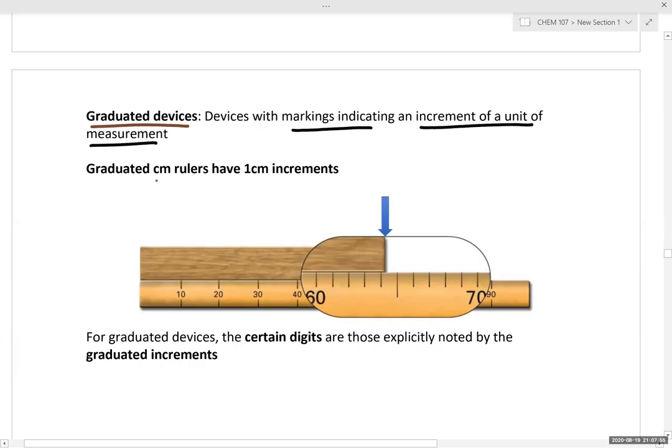For example, graduated centimeter rulers have 1 centimeter increments. So each of these little marks represents 1 centimeter. So this would be 61 centimeters. This next one would be 62 centimeters, etc. Each of these little marks is equivalent to 1 centimeter of distance.